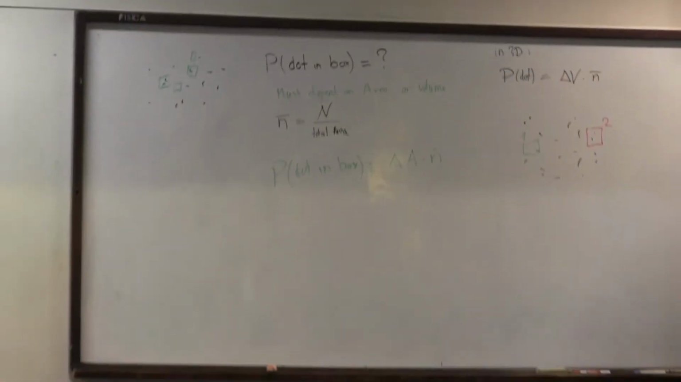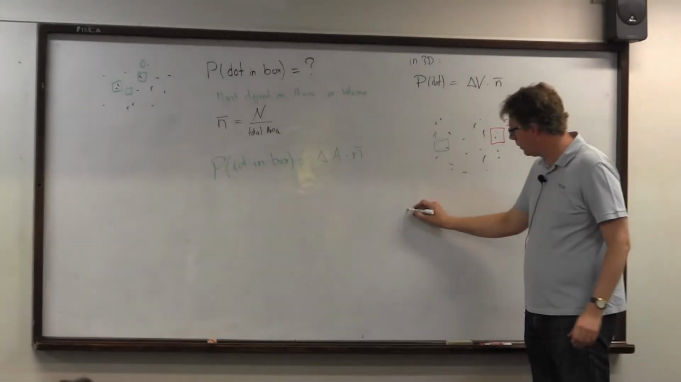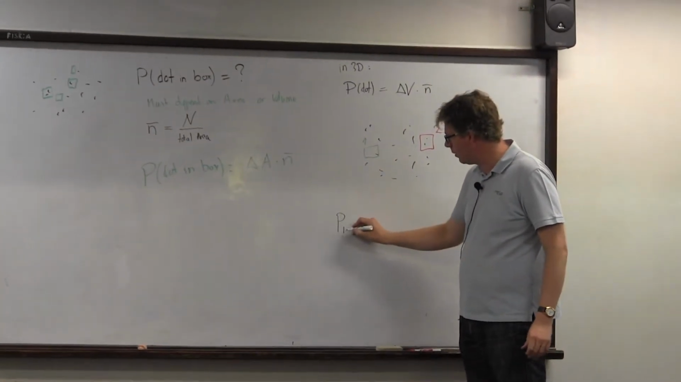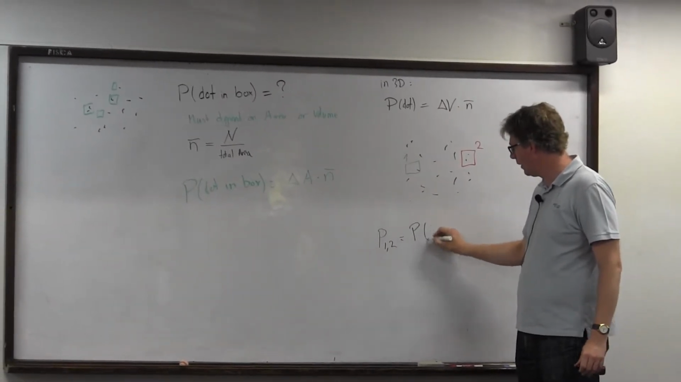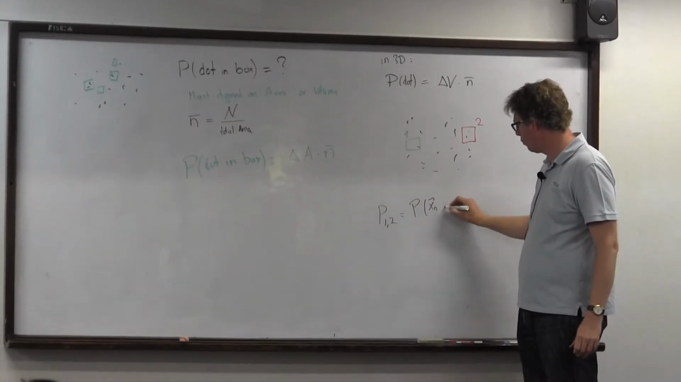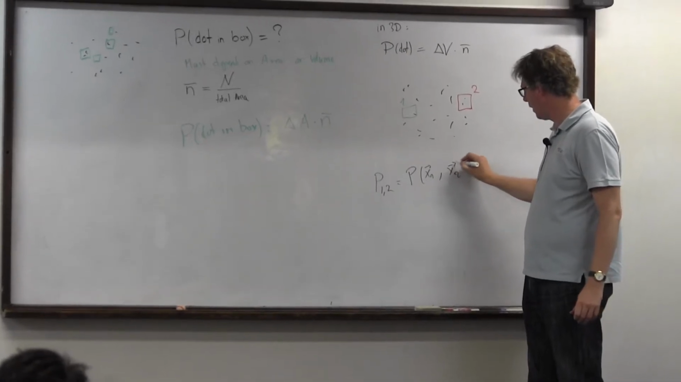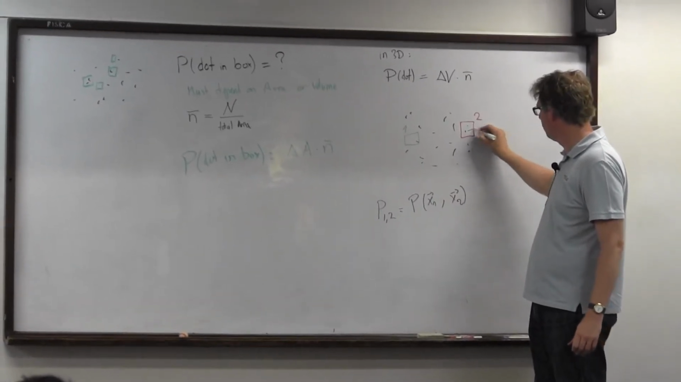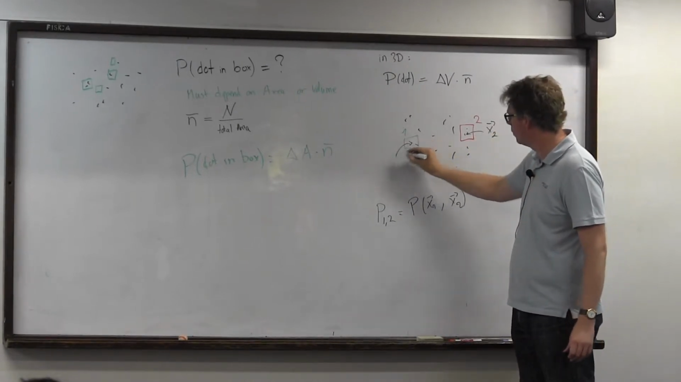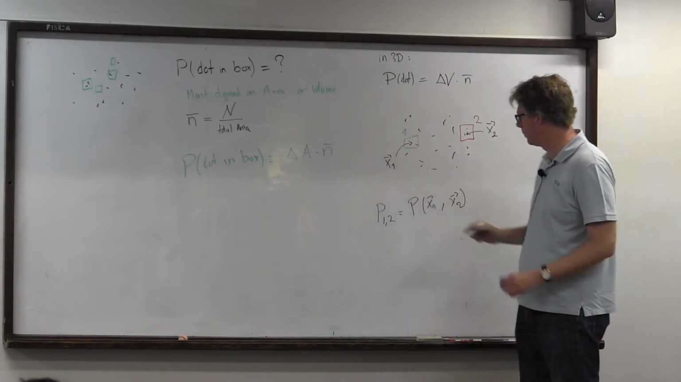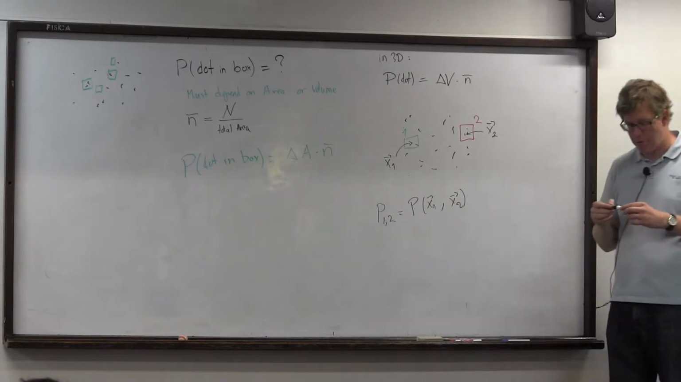So I want to understand what this is. And so I'm going to call that now in a slightly different way, P12, which is the probability of something at vector x1 and vector x2. So here, its position is going to be x2, and this one is going to be x1. The vectors don't really matter, it's just a position.